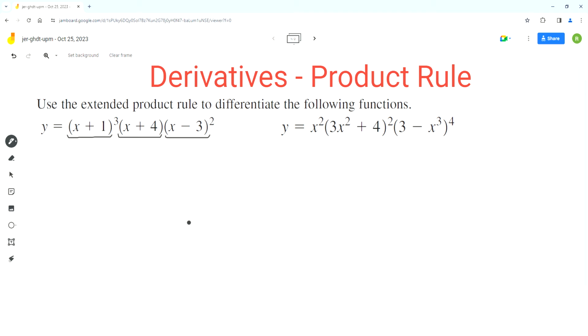As per the extended product rule, we have to find the derivative of one function and keep the other two the same, plus the derivative of the second function, and we keep the first and the third the same, plus the derivative of the third function, and we keep the first and the second functions the same. So let's get started.